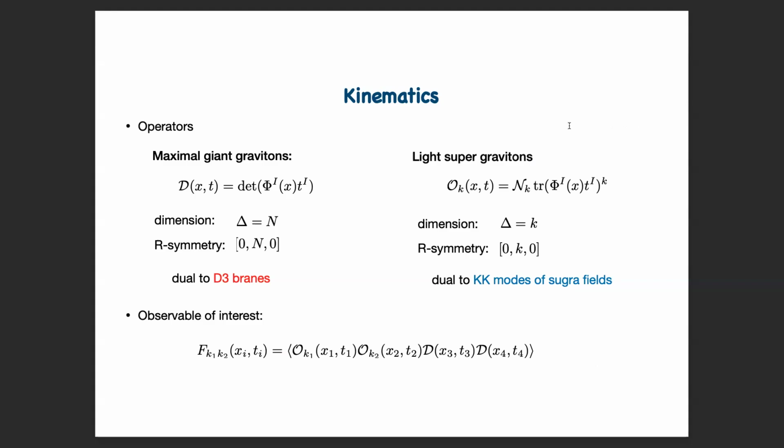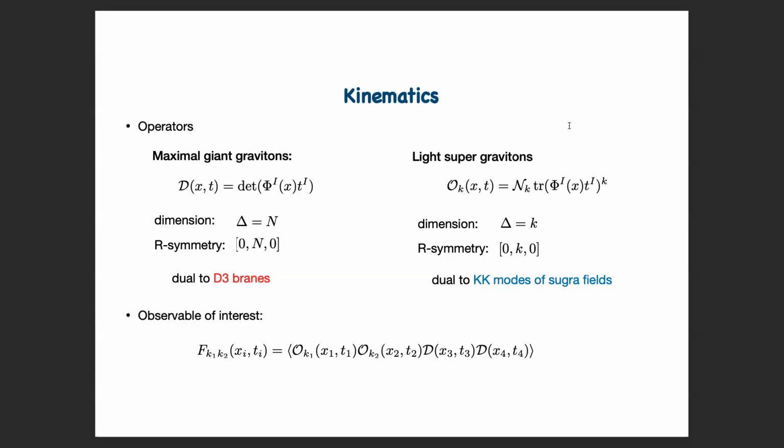Now, in addition to these heavy giant gravitons, we also have light supergravitons. By super, I don't mean they are fermionic. I just want to distinguish them from the real gravitons, which have spins. So these are actually just scalar operators. They are also constructed from the same combination, but instead of taking the determinant, I will take k copies of these guys and take the trace.